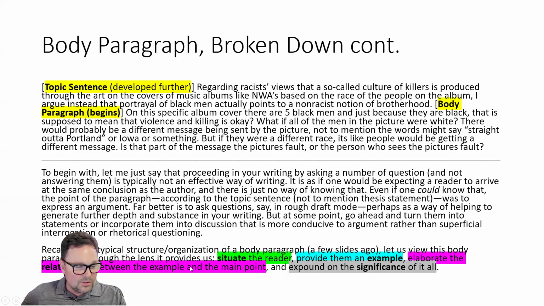So as we look through and revise the body paragraph, I'm going to try and use a little bit of color coding again, like we did. I know that doesn't always work. Sometimes that can be confusing, but here, these are the portions that we talked about for a body paragraph. We want to take a moment after the topic sentence to situate the reader, to provide them with an example, to elaborate the relationship between the example and the main point of your paper, and the significance. These last couple of parts are all the whys and the hows.